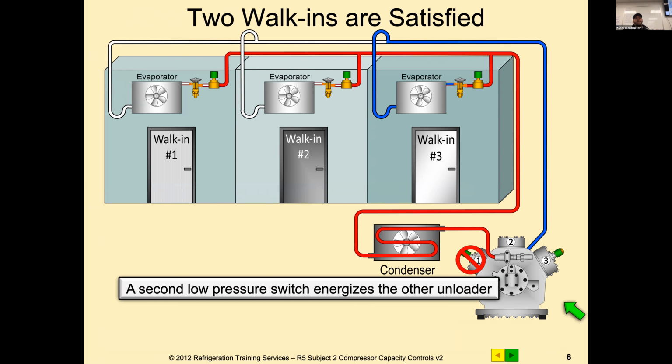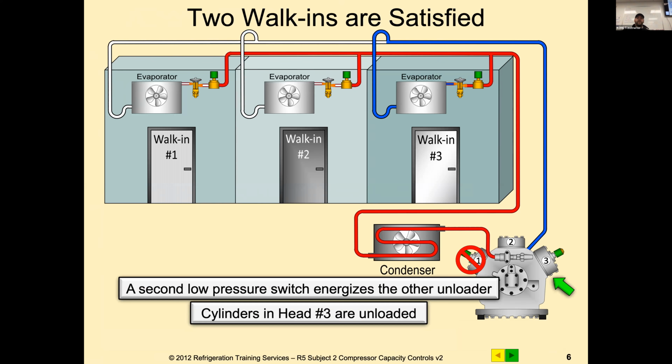Therefore, a second low pressure switch energizes on the other unloader, and the cylinder unloads. If this is a W body compressor, you've got 3 heads, so now you're really only pumping through 1 head of all 3. You get it? So you keep that capacity where you need it, so you're not running too low a pressure and overheating that compressor.